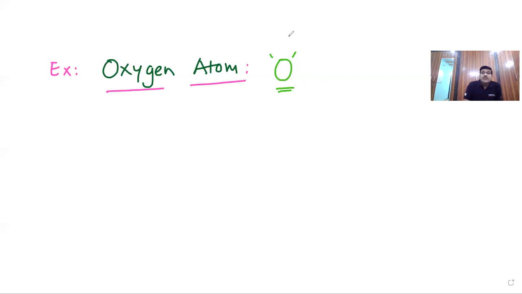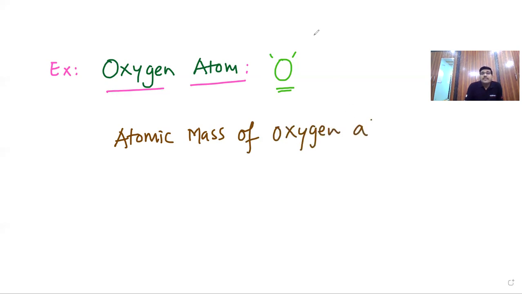If I require the atomic mass of this oxygen atom, then in the entire oxygen atom, in the nucleus, the mass of protons present in the oxygen atom nucleus and the mass of neutrons present in the nucleus of the oxygen atom. What is the total atomic mass?